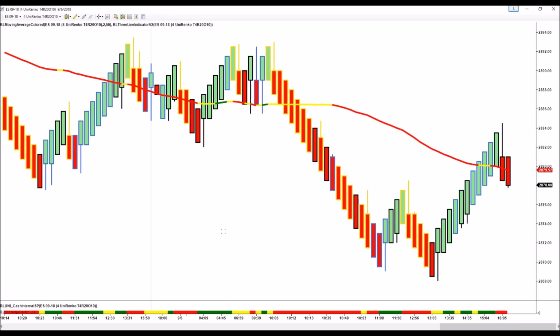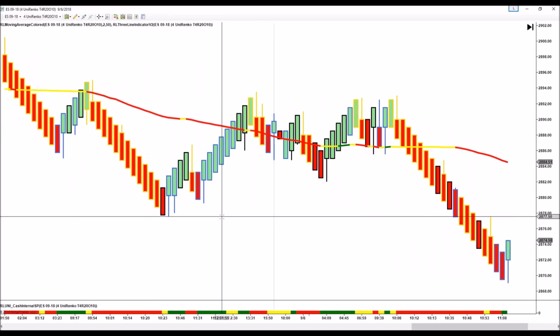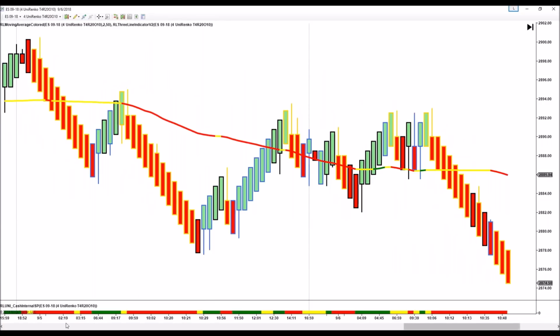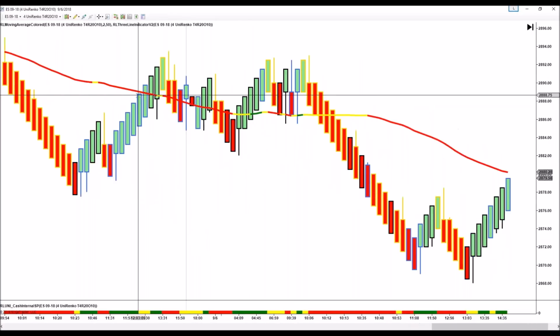Now, if Sergio was here, he could fix it in a second, but for some reason, it's just going green. Okay, now we got it back. I don't know why it did that. Now we're looking at the S&P internals and the E-mini markets, and it's working perfectly.